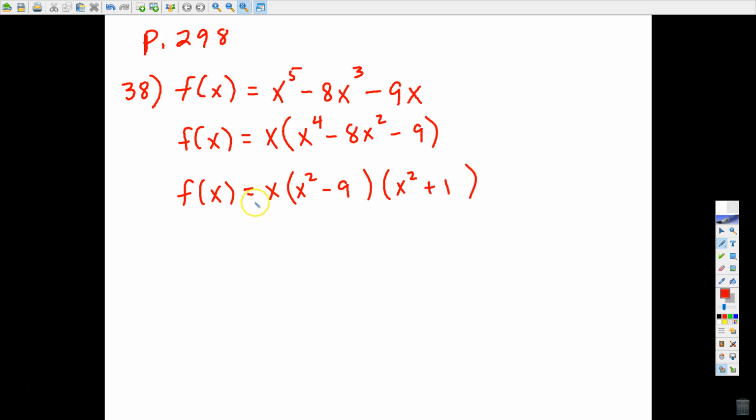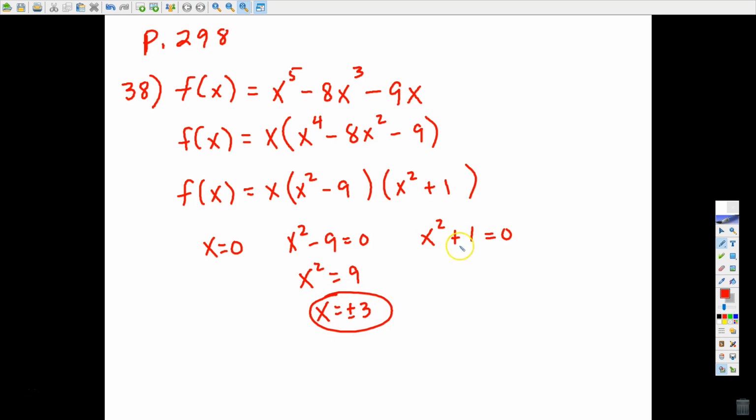Okay, so once again, I'm going to let each of my factors equal 0 and solve. And I already know what one of the zeros is. It's 0. If I solve this little equation, I get x squared equals 9, and x is plus minus 3. So there's 2 more. Here I get x squared is -1, so x is plus minus the square root of -1, which is i. So when factoring is possible, it's much quicker and simpler.